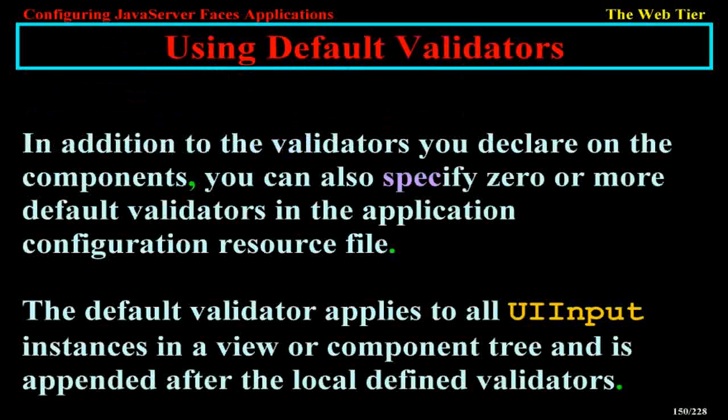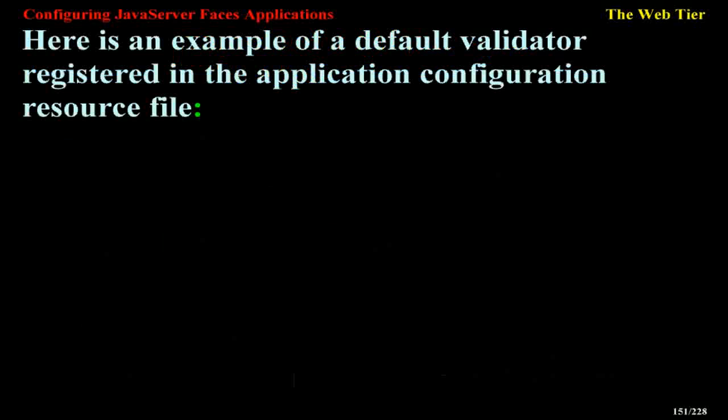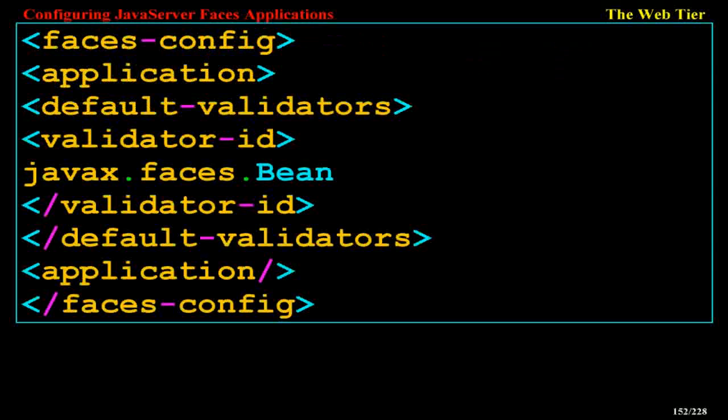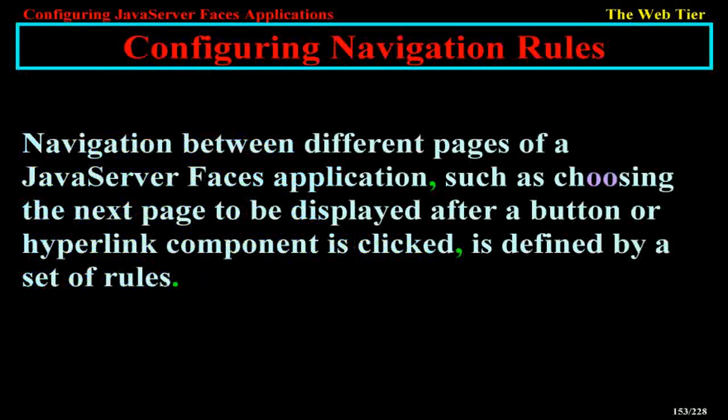Using default validators. In addition to the validators you declare on the components, you can also specify zero or more default validators in the application configuration resource file. The default validator applies to all input instances in the view or component tree and is appended after the locally defined validators. Here is an example of a default validator registered in the application configuration resource file. <faces-config><application><default-validators><validator-id>javax.faces.Bean</validator-id></default-validators></application></faces-config>. Configuring navigation rules.